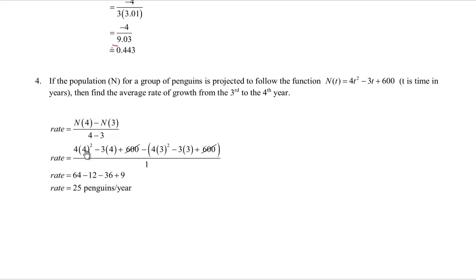So 4 squared is 16 times 4 is 64. Minus 3 times 4 is negative 12. 3 squared is 9 times 4 is 36. So when we take the brackets off, that's going to be a minus 36. And negative 3 times 3, that's negative 9 there. But when we take the brackets off, that will change it to a plus 9. Now it's over 1. That's why I didn't bother to put the over 1 anymore. And so 64 minus 12 minus 36 plus 9.